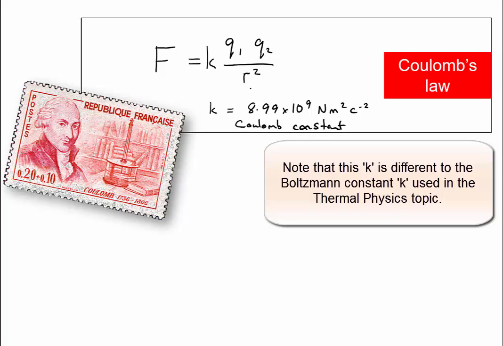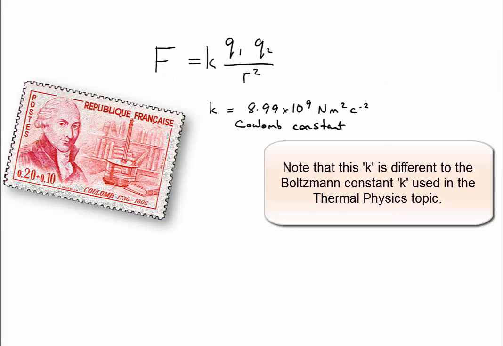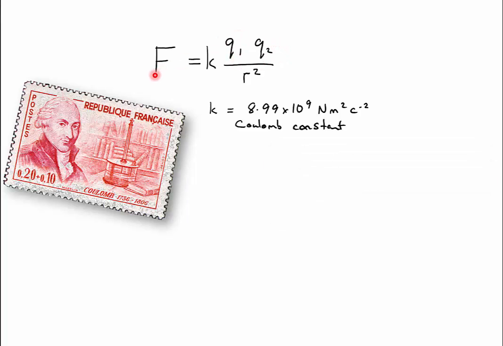So basically what this is saying is that as Q1 or Q2 go up, force also goes up. But equally, if the distance between them gets larger, then the force will get smaller quite rapidly, because it's an inverse square law, so it actually drops off quite quickly. Sorry, we've lost the outline there.